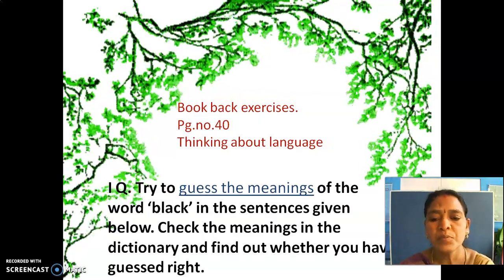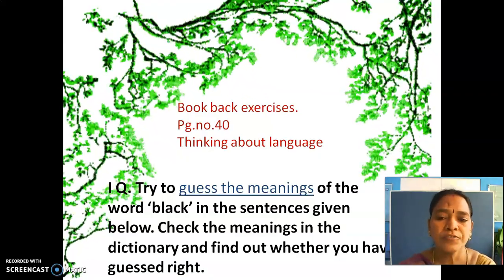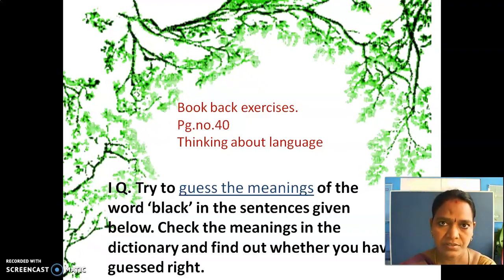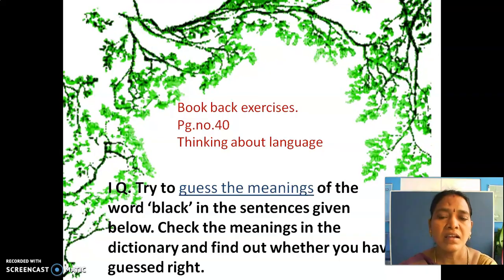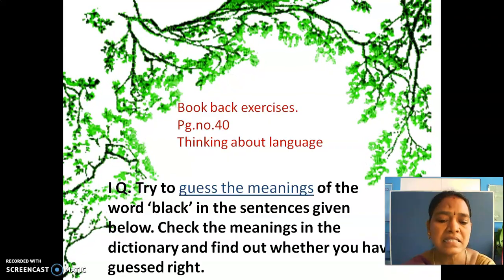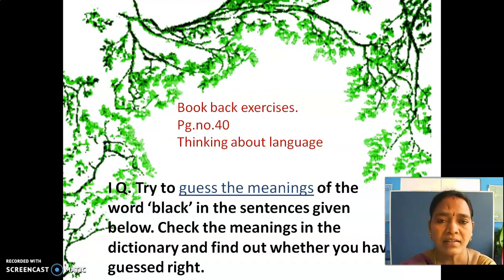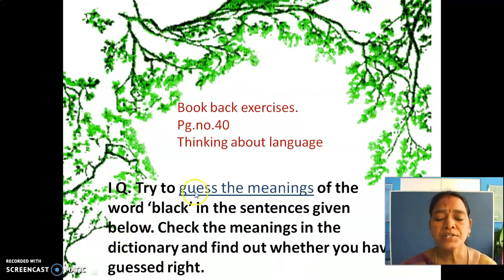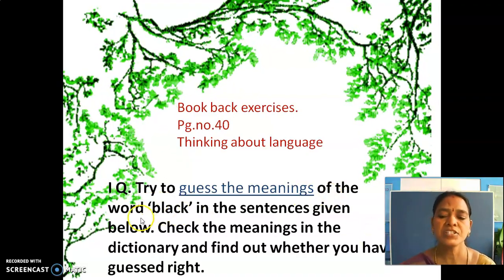Now we are coming to book back exercises. We have got a good number of book back exercises. So all of you take your page number 40, thinking about language. And we have in the second lesson, the black aeroplane. We have learned a lot about the color black. And the same thing we are going to get in the exercise. What is the exercise asking us to do? Just read for yourself. Try to guess the meanings of the word black in the sentences given below.